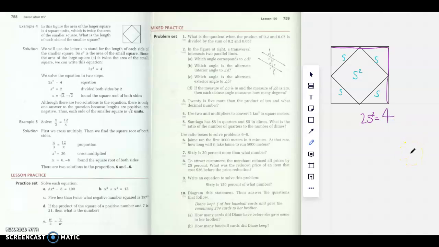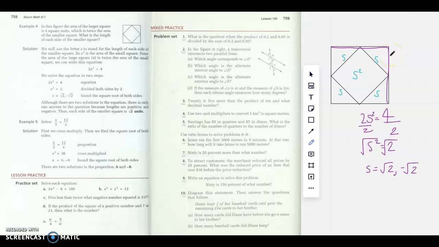So now let's go ahead and solve the equation in 2 steps. We're going to divide by 2 on both sides, and we're going to get S squared is equal to 2. Well, when you root both sides, because we're trying to get rid of that square, we get S is equal to the root of 2 and then negative root 2. And that's going to be the side length of the smaller square inside the larger square.